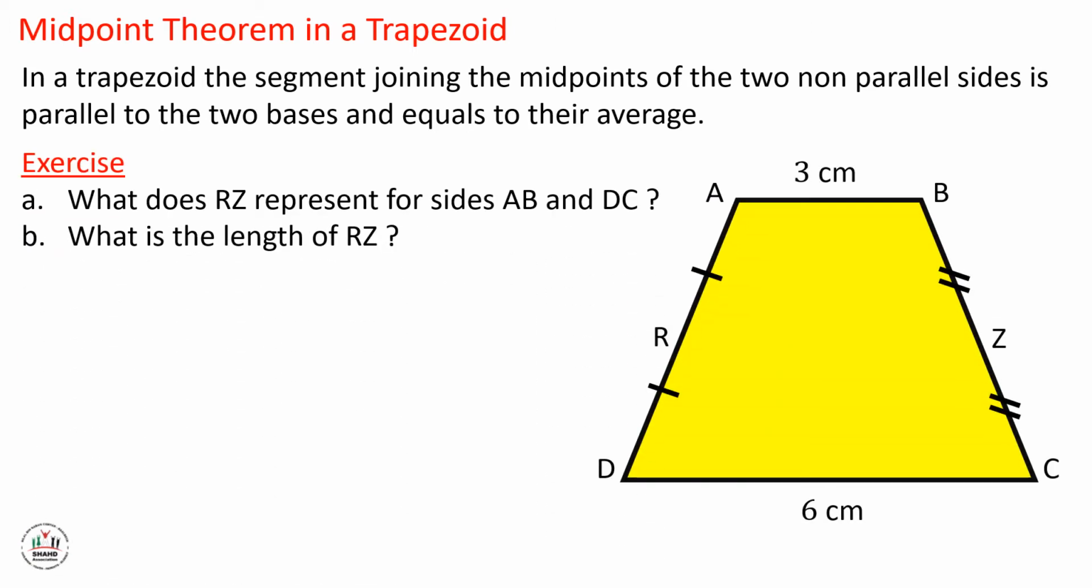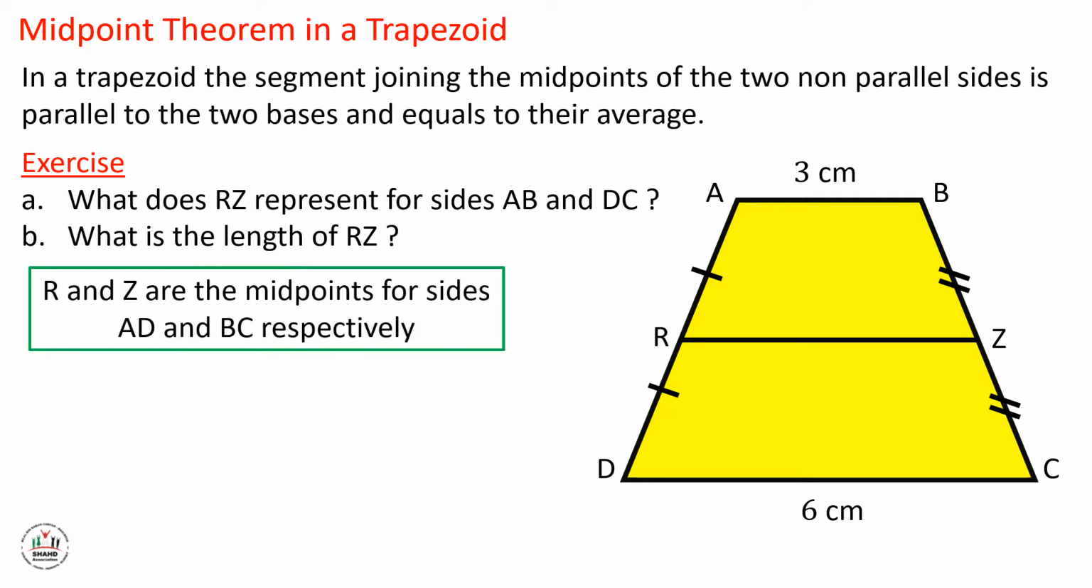Let's solve an exercise to understand the idea. So we have ABCD as a trapezoid, and AB equal to 3 cm, DC equal to 6 cm. The first part asks us what does RZ represent for sides AB and DC. We know that R and Z are the midpoints for sides AD and BC respectively.